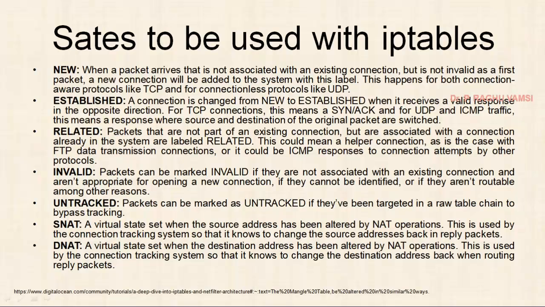Untracked. Sometimes some of the packets are marked as untracked if they have been targeted in a raw table chain to bypass the tracking. Many attackers will evade firewalls, so they may use this kind of thing. SNAT is nothing but static NAT, a virtual state set when the source address has been altered by the NAT operations. This is used by the connection tracking system so that it knows to change the source address back in the reply packets.